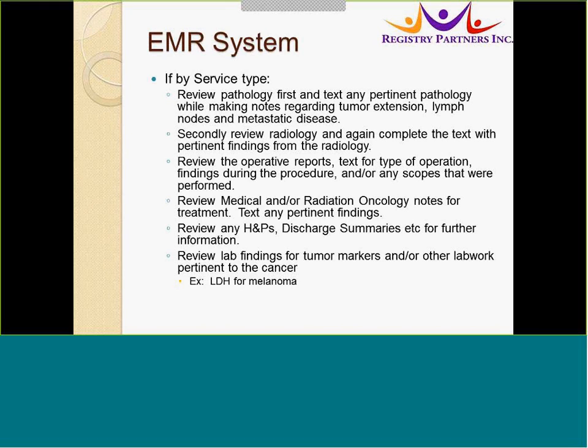These notes usually contain the best information pertinent to the cancer without involving a lot of information regarding the patient's other comorbidities. Finally, review any H&Ps or discharge summary for further information. For example, the H&P may have some social history or family history that might need to be collected. The last thing to look at is your lab findings for tumor markers and other lab work that might be pertinent to the cancer. For example, LDH for melanomas.